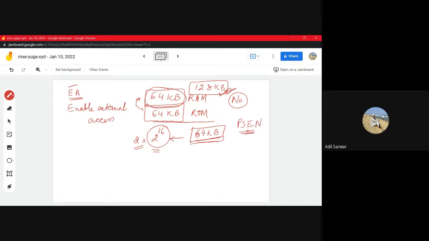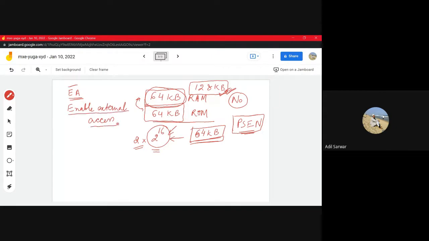This helps in actually accessing 64 kb of RAM and 64 kb of ROM at the same time. So at the same time we can connect 64 kb of RAM and 64 kb of ROM to 8051, although the length of the address bus is 2 to the power 16. And how it is possible, I will tell you when I discuss PSEN. Right now I was discussing EA bar, enable external access.